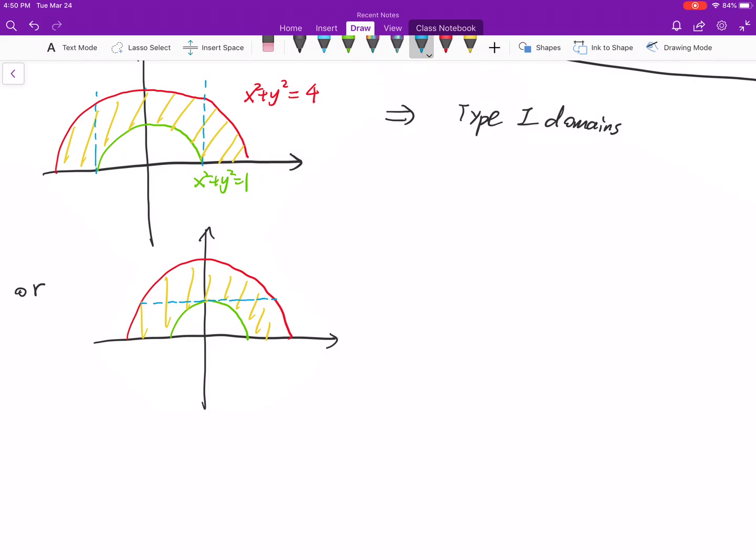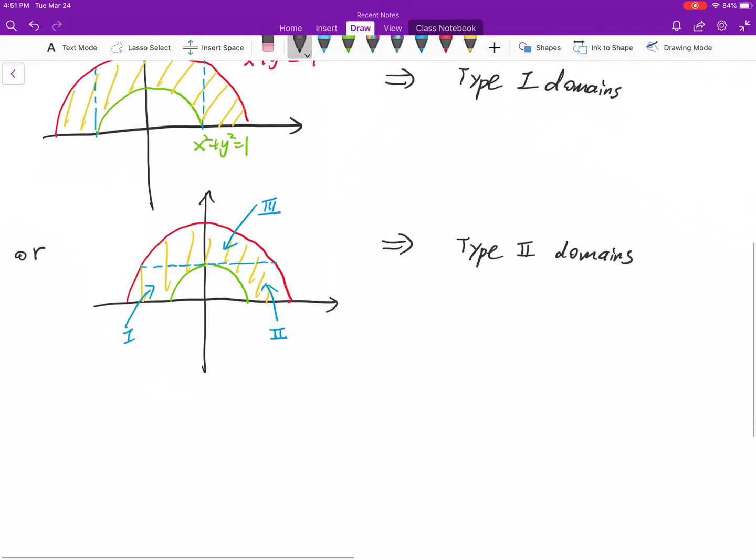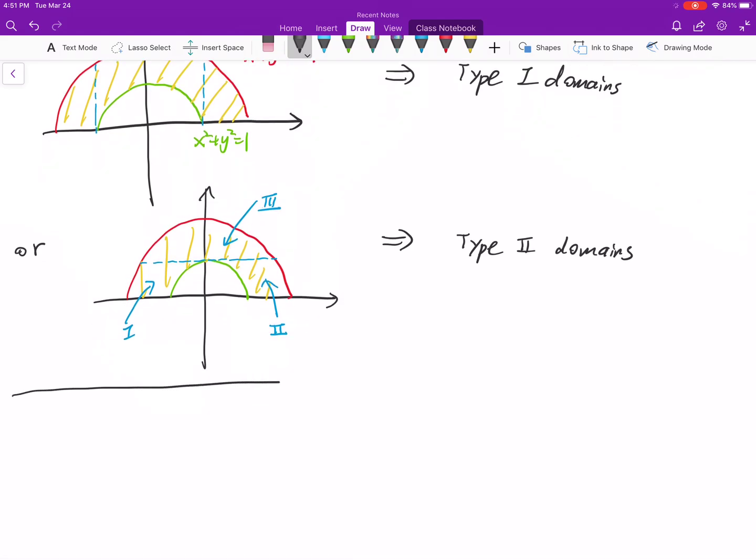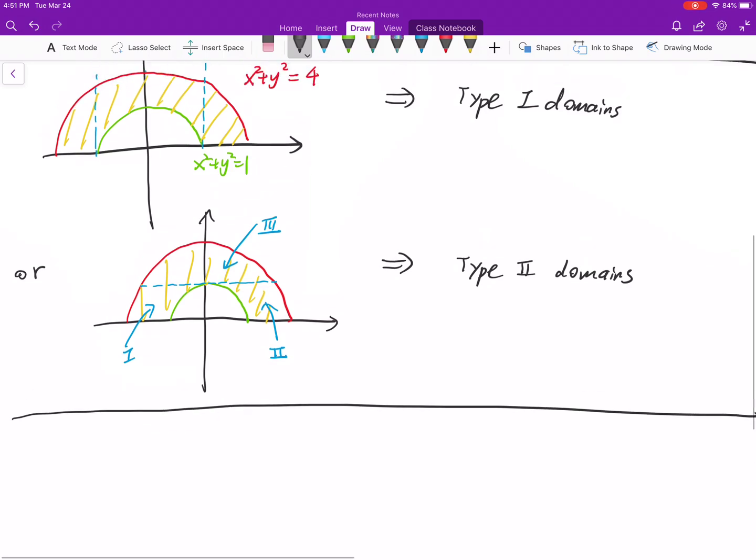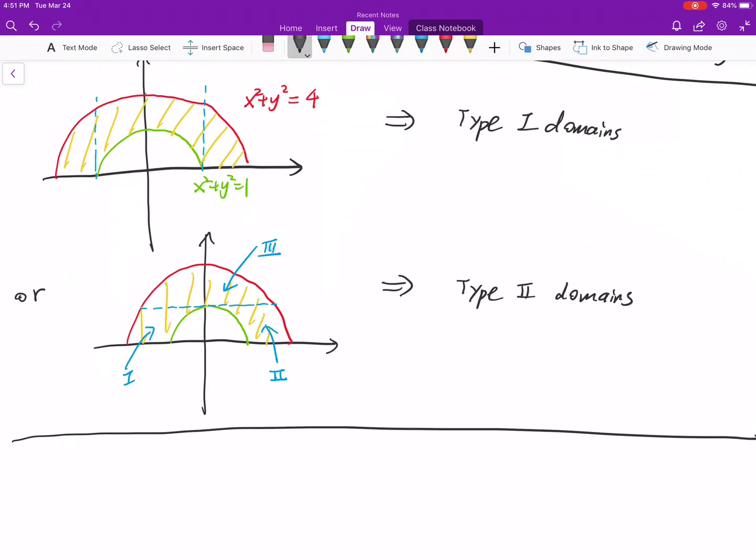Then you have 3 pieces. This one, and this one. So you have type 2 domains to help you to calculate the integral. Okay, but if you are satisfied with all this method, then we are done with this lecture. We don't need to do any more.